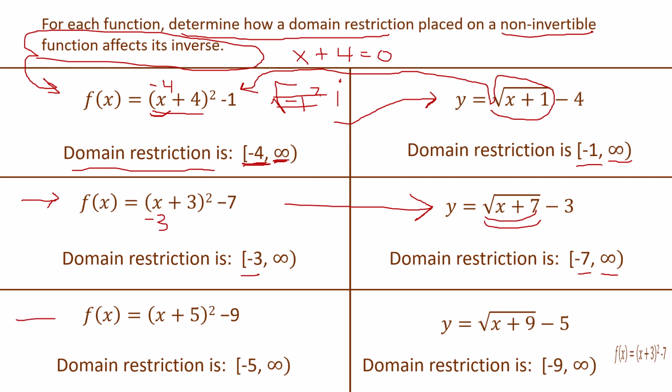All right, let's do one more. All right, the domain restriction here is negative 5 is the smallest x that we can have, but we can have anything up through positive infinity. When we take the inverse of that original function, then our restriction becomes x can be anything from negative 9 up through positive infinity.